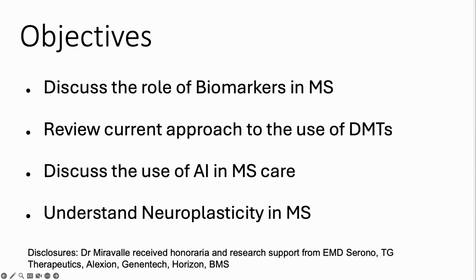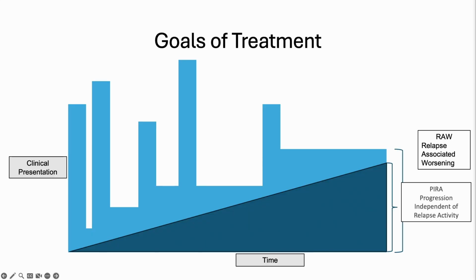I was asked to give you a summary of the future of MS. So we'll discuss the role of biomarkers in multiple sclerosis. I'll review the current approach to the use of disease-modifying therapies. We'll discuss the use of artificial intelligence in multiple sclerosis care, and then at the end, we'll review the concept of neuroplasticity, which leads to other areas like remyelination, repair, and so on and so forth. You're familiar with that already.